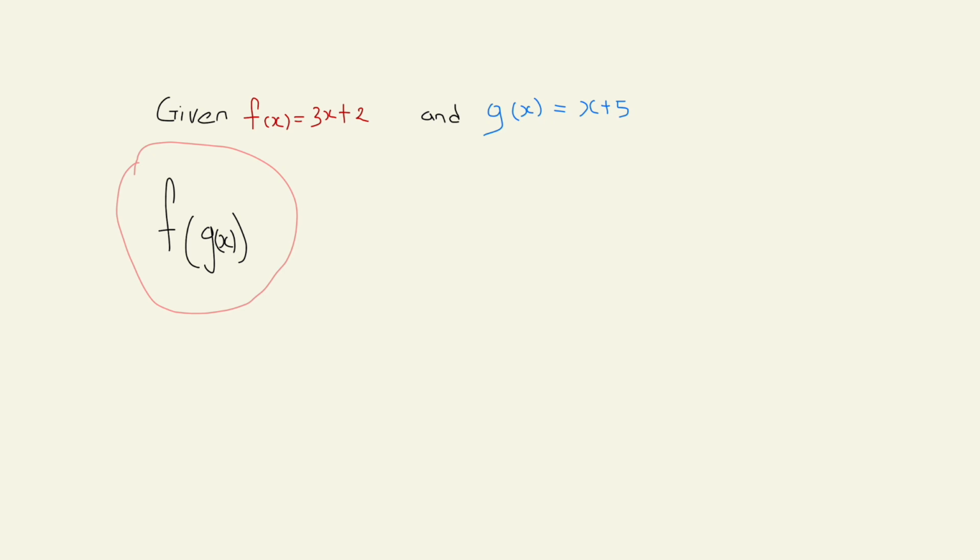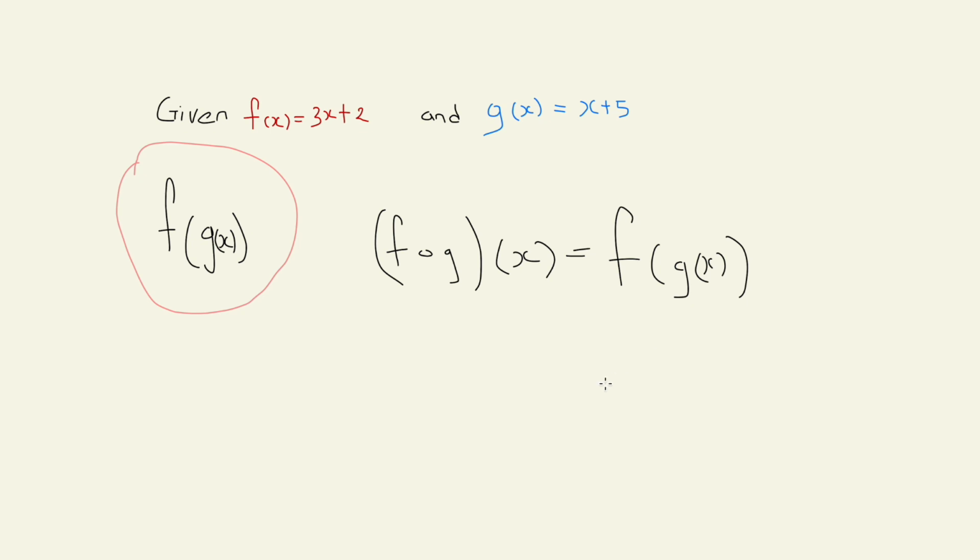Another way to go about writing that would be to say (f multiplied by g) in parentheses multiplied by x, and this is equal and is the same as f of g of x. Okay, good. So let's work the example given here.